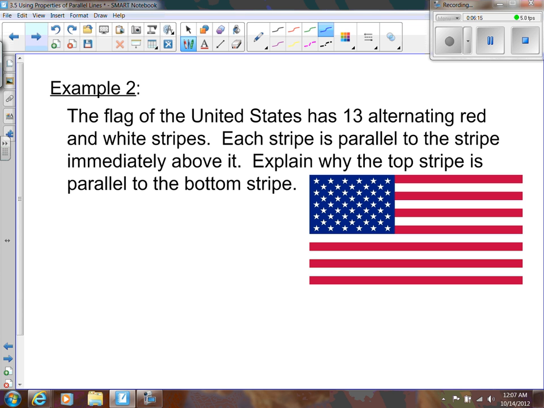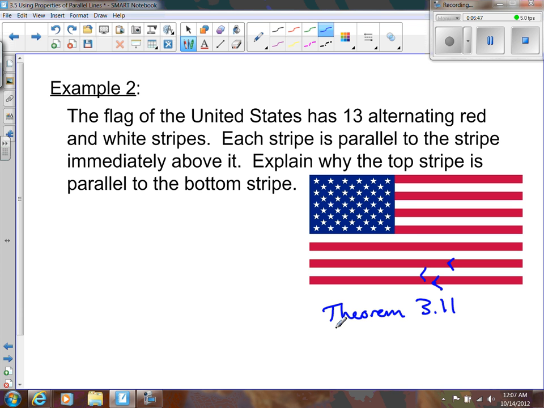Here, this question: the flag of the United States has 13 alternating red and white stripes. Each stripe is parallel to the stripe immediately above it. Explain why the top stripe is parallel to the bottom stripe. So we're given that this red stripe is parallel to the one immediately above it, white, and the white stripe is parallel to this one.